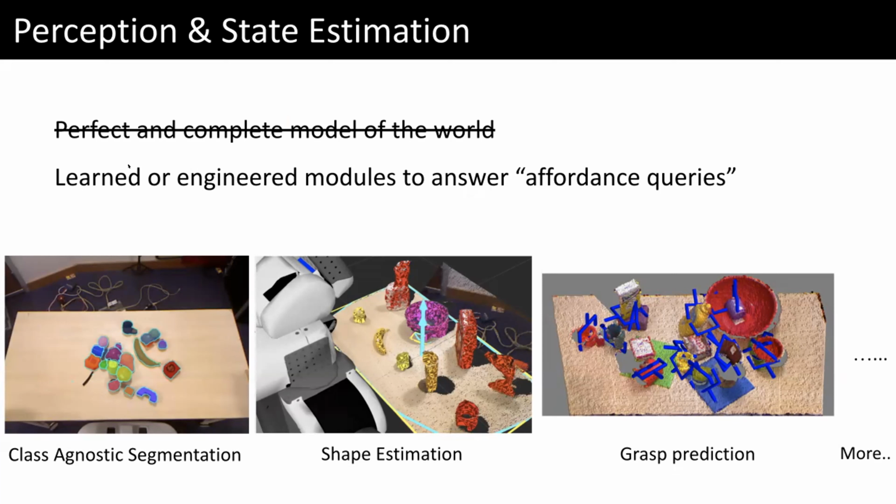Prior to this work, a common criticism of TAMP was that it requires known object models. Now, using these learned modules and affordance queries, we're able to get around this constraint and still have the complex reasoning power inherent in task and motion planners.